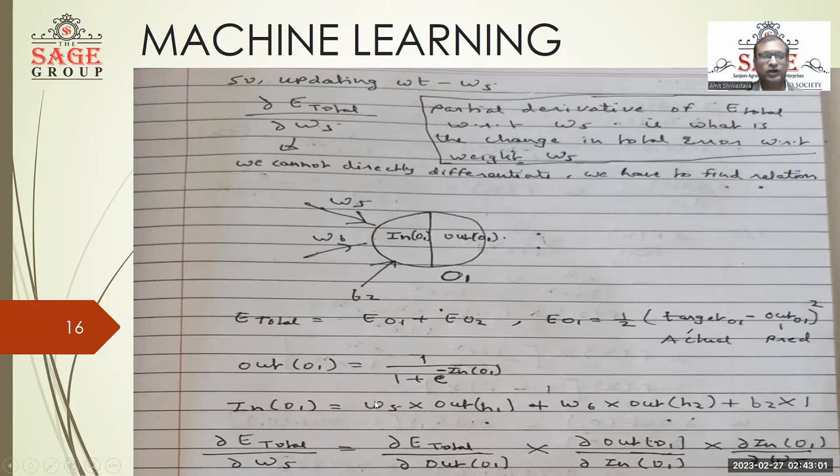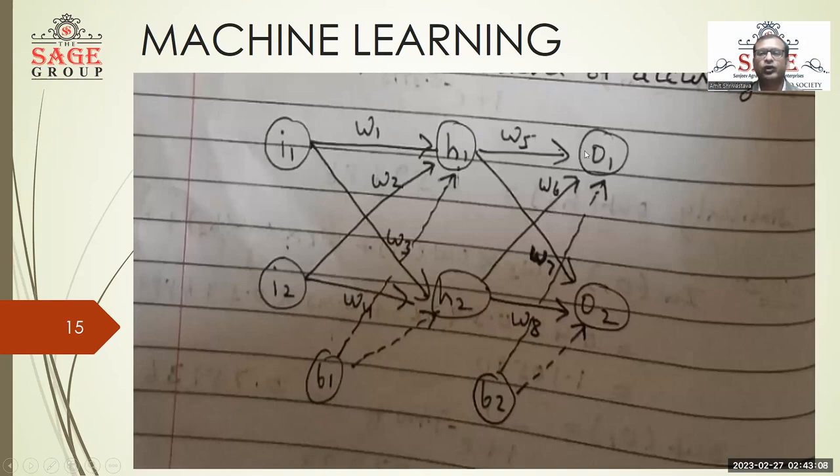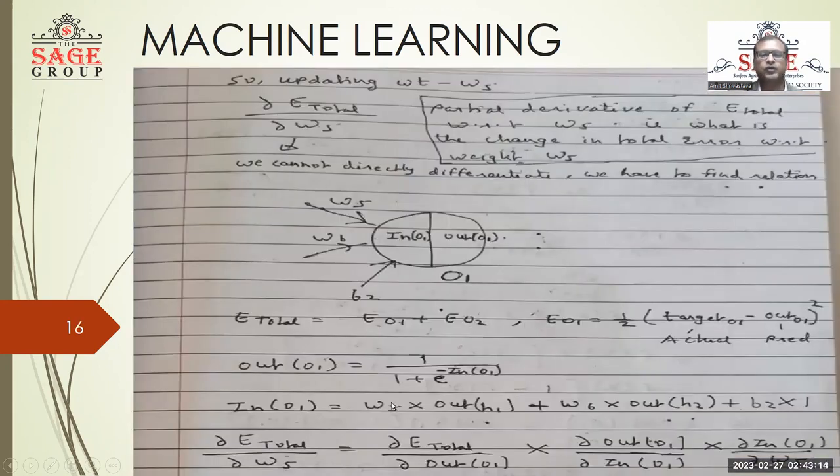Now, in O1 is what? You can see from here, in O1 is out H1 into W5 plus out H2 into W6 plus B2, right? So in O1 is out H1 into W5 plus out H2 into W6 plus B2 into 1.